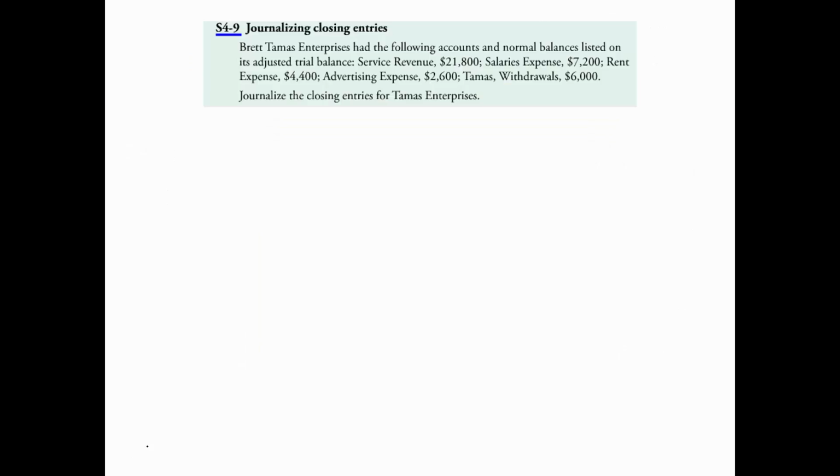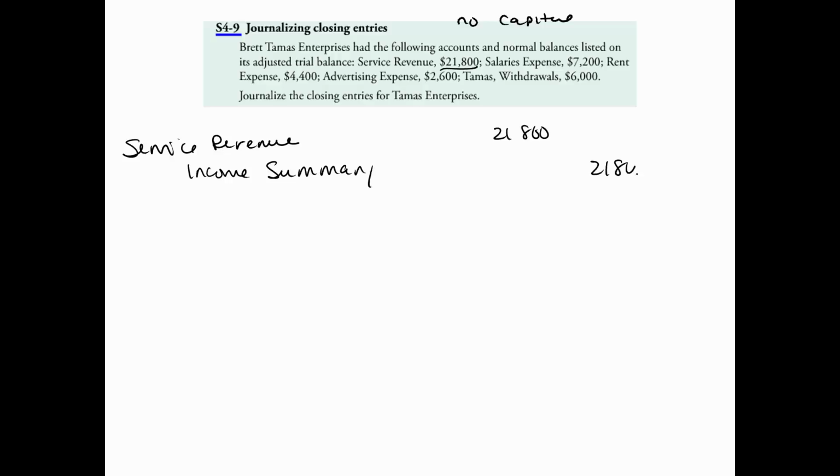So here's one of the demo problems, and in this one they say we have the following balances, and you notice they don't even give us the capital balance because we don't need that for this one, right? And so, revenue has a credit balance, so we want to debit that. So I'm going to debit service revenue, and I'm going to credit income summary for the balance that's in the revenue account. That's 21.8. And now the revenue account will have a zero balance.